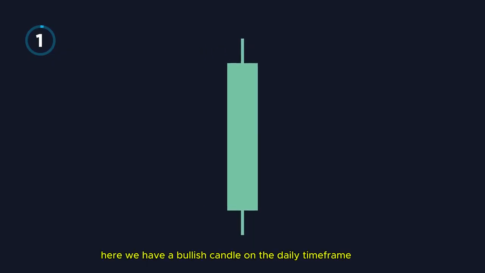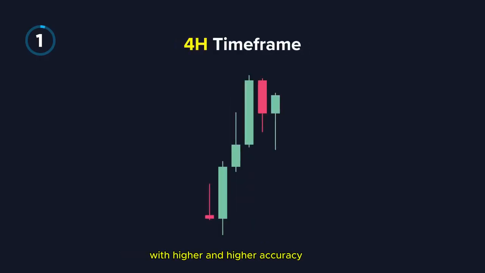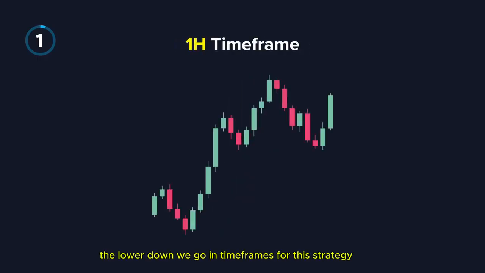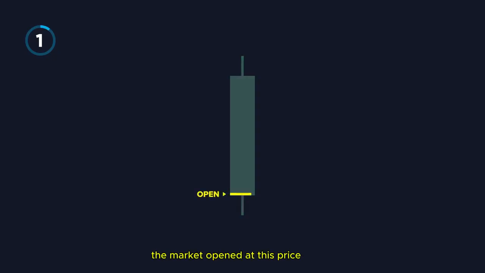Here we have a bullish candle on the daily time frame, and we can visualize this candle's price data with higher and higher accuracy the lower down we go in time frames. But for this strategy, all of the price action data we need from all of these candles can still be found in the daily candle, and this comes down to the basic information that it tells us, which is that during this specific day, the market opened at this price and ended up closing at this price, with the highest and lowest prices found in the wicks.